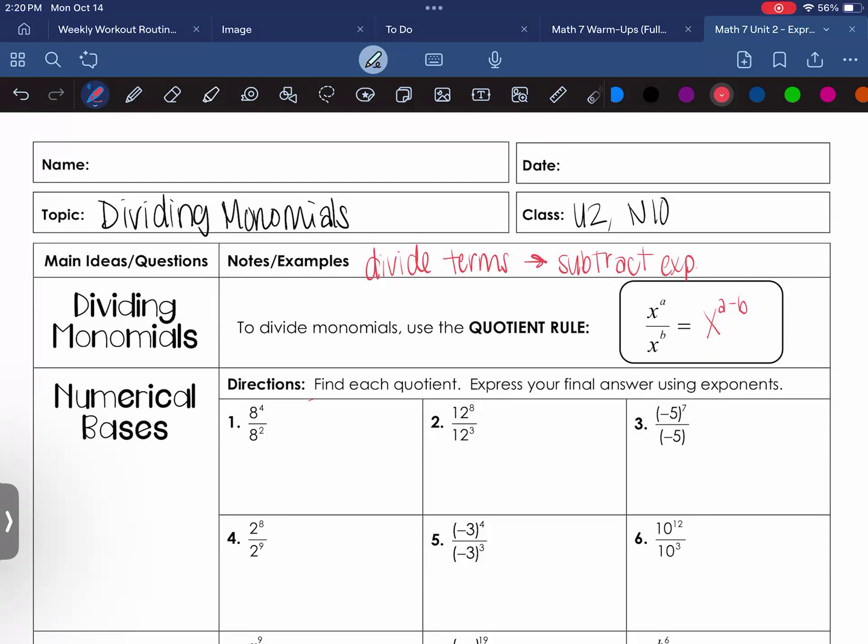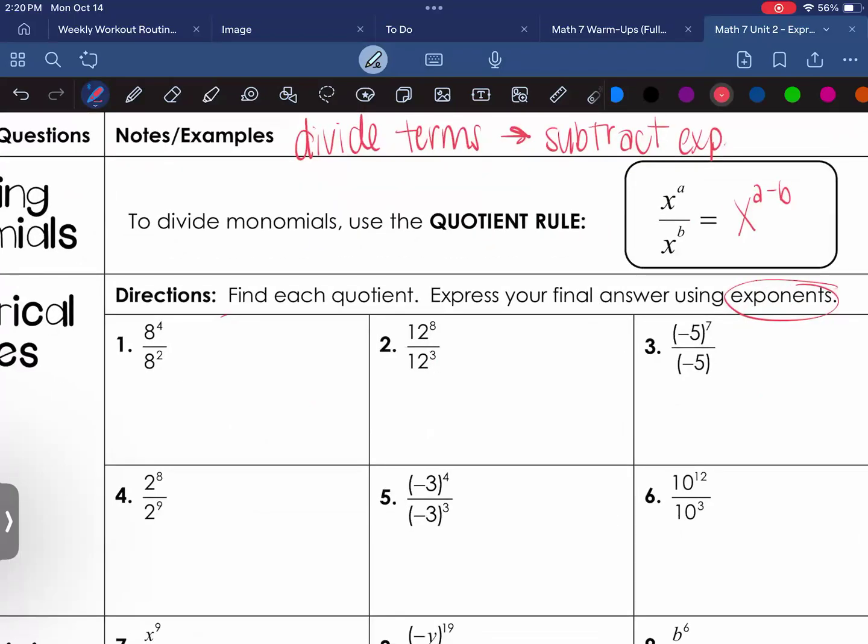Okay, so let's go ahead and find number 1. We're not solving or evaluating. We just want our answer to be simplified using exponents. So our base here is 8. We have 8 to the 4th power over 8 to the 2nd power, right? Our base does not change. We still have a base of 8. Now we just have to take our exponents and subtract them. 4 minus 2 equals 2, so we now have 8 to the 2nd power.